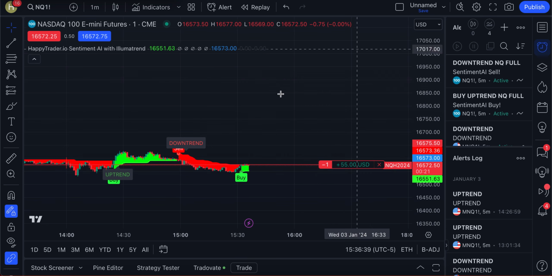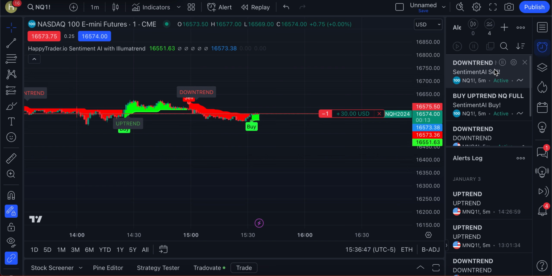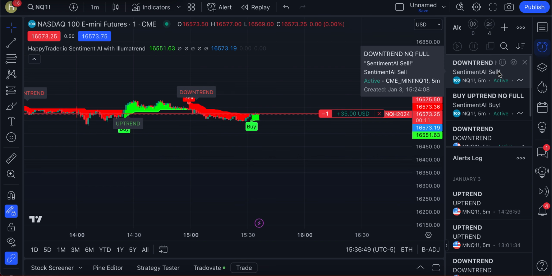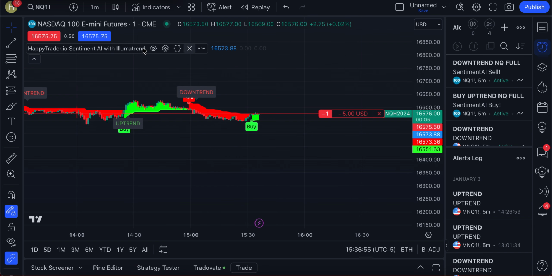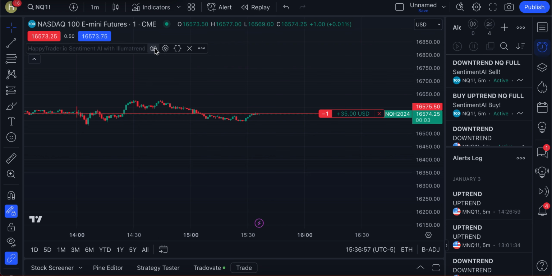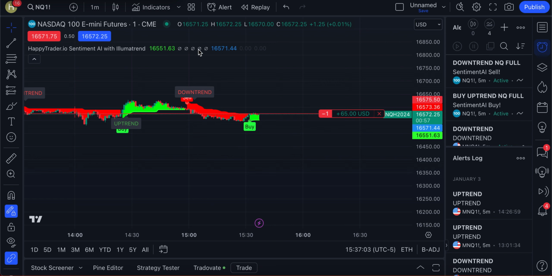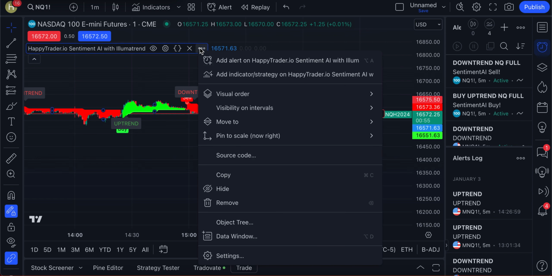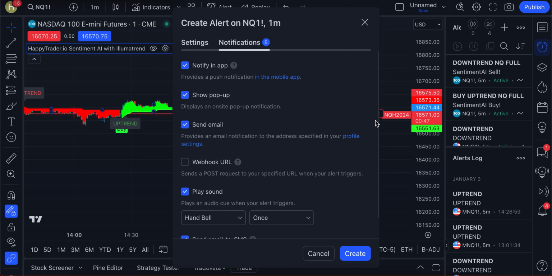Now, if you're wondering why we got on this trade, it's because of the 1 minute chart, but we got into the trade late. How can you avoid getting into the trade late? Well, if you're not super experienced and you want to trade the signals as early as possible, you can simply set alerts. You just load up happytrader.io, sentiment AI with the Illuma trend, and that'll put your uptrend and downtrend signals on the chart. Then all you have to do is go into the ellipses here and add alert. For the uptrend and downtrend signals, that's going to be uptrend, that's going to be downtrend. And then you can set your notifications to notify in the app, pop up, send emails, whatever you want to do.